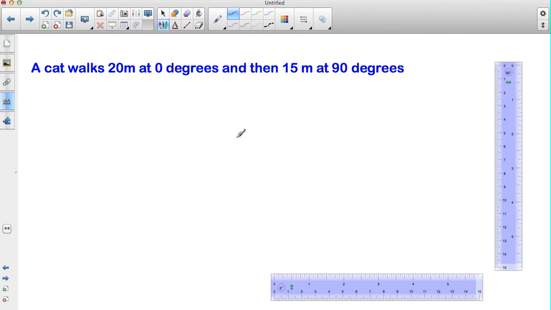Here we're talking about a cat, and this cat's going to walk at 90 degrees, which I know most cats don't do, but this cat's going to walk 20 meters at 0 degrees.